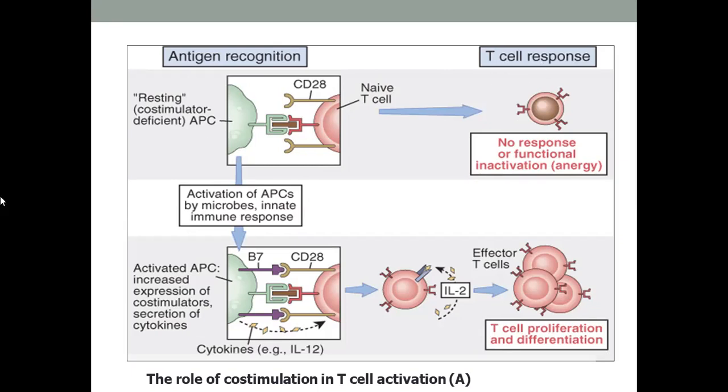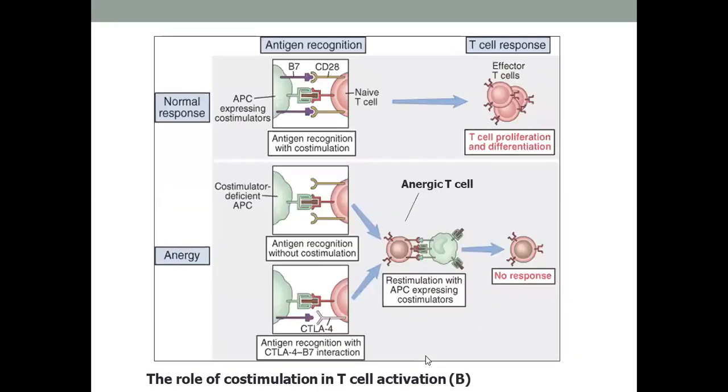T cell response. Here, if there is a resting co-stimulator deficiency, there is no co-stimulation. If there is no co-stimulation, then the cells are in an anergic form. They are inactive cells. While if there is an interaction with B7 and CD28, co-stimulation is present, and that leads to T cell proliferation and differentiation. So this is the normal response.